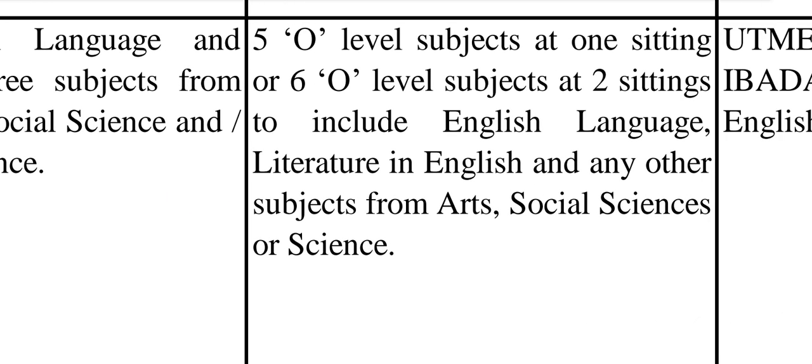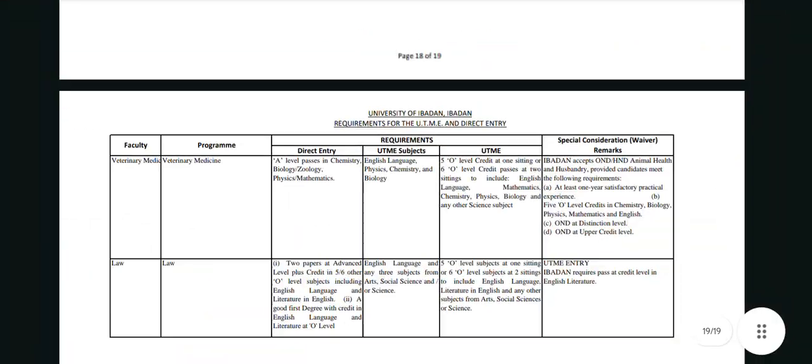So you must have English, literature, and any other subject from arts, social sciences, or science. So that means you must have English, literature. You can combine government, economics, CRS. You can combine biology, physics, chemistry to it, but you must have English and literature. So that's how it is.